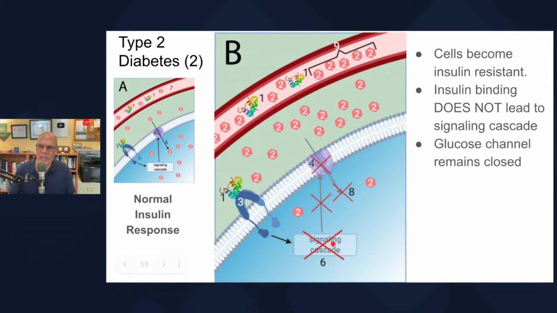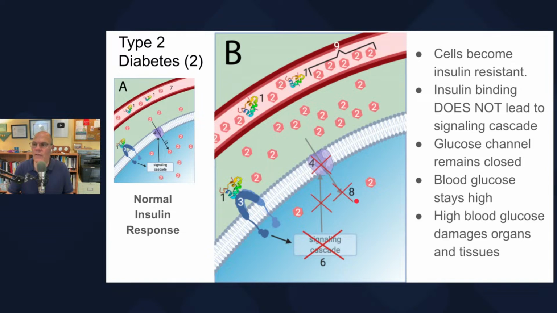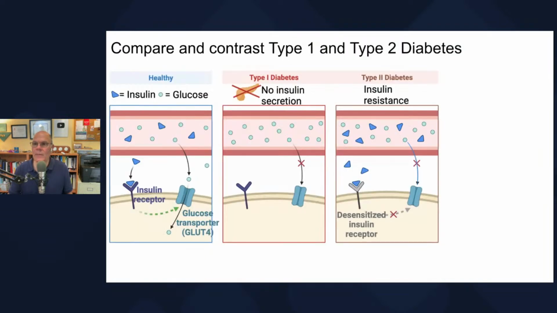Because it doesn't lead to that signaling cascade, the glucose channel remains closed. And because of that, glucose has to stay in the blood. It has to stay in the tissues. It doesn't actually enter into the cells where it can be converted into glycogen or fat. And that high level of blood glucose, which also enters into the tissues surrounding the cells, will ultimately damage organs and tissues. It'll cause kidney damage, it'll damage the capillaries, it'll cause a variety of damage that will ultimately lead to some of the secondary effects of diabetes.